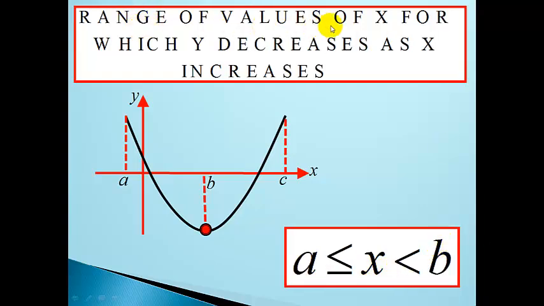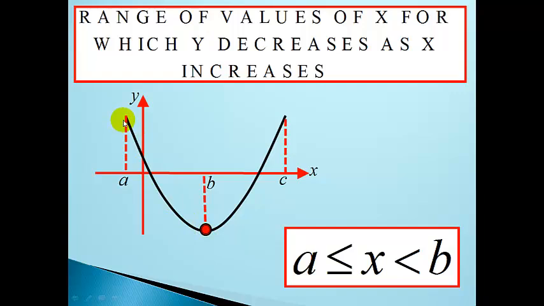Now the range of values of x for which y decreases as x increases. When we look at the curve from A to B, we can see that the curve is decreasing. And this is our starting point, that is A. So we have A less than or equal to x, but less than B, because B itself is not included, it's the turning point.